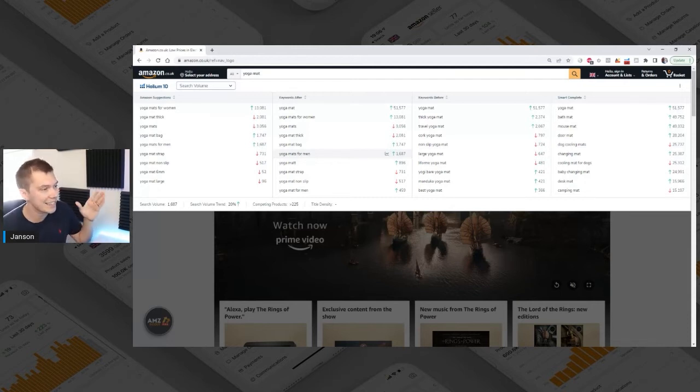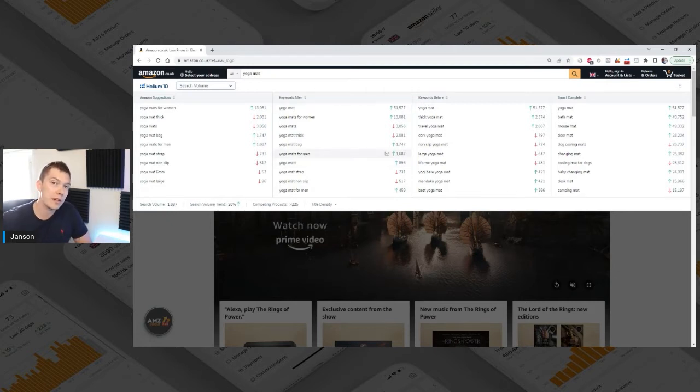And this is exactly the thinking that you should be doing when using this amazing new tool from Helium 10. It is literally telling you what real people out there in the country are searching for on Amazon, and it's telling you how many as well.